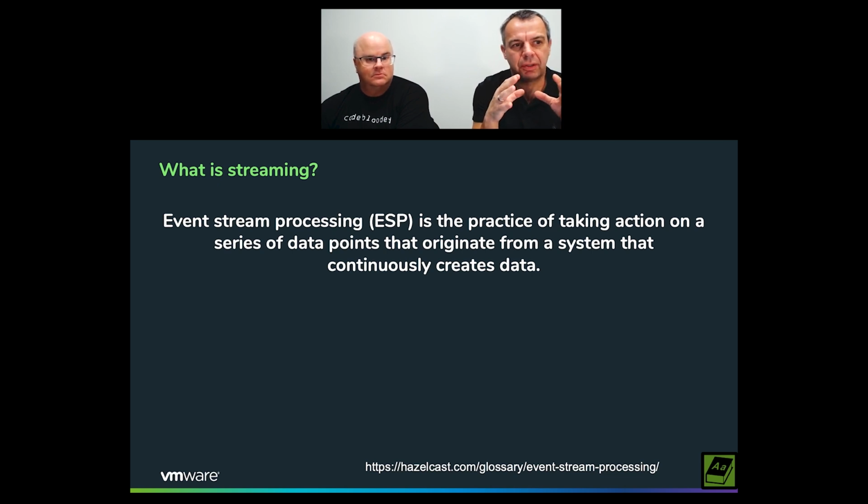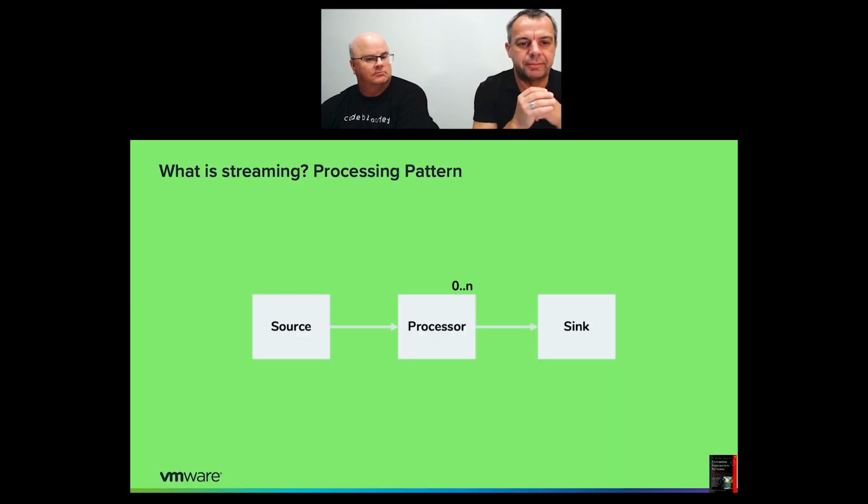So to begin, let's establish the context for the rest of the talk and try to define what is streaming. If you try to do it yourself or scour the web, you will see a lot of different definitions. There's no clear definition, so we picked what we believe is most reasonable. We like the definition provided by the folks from Hazelcast: event stream processing is the practice of taking action on a series of data points that originate from a system that continuously creates the data. Many different mechanisms produce these data points, which are also called events. Examples of the delivery mechanism could be HTTP, messaging, pub/sub, and so on.